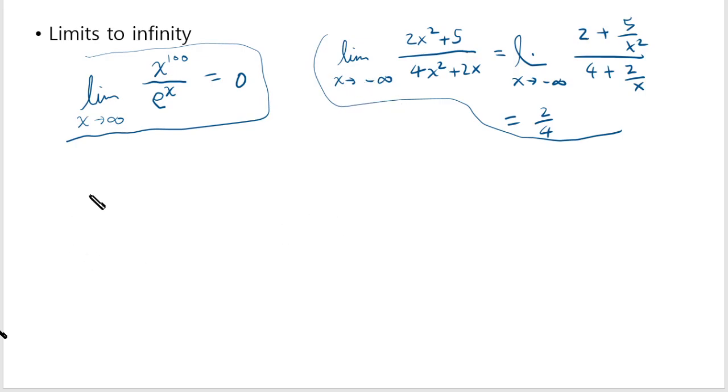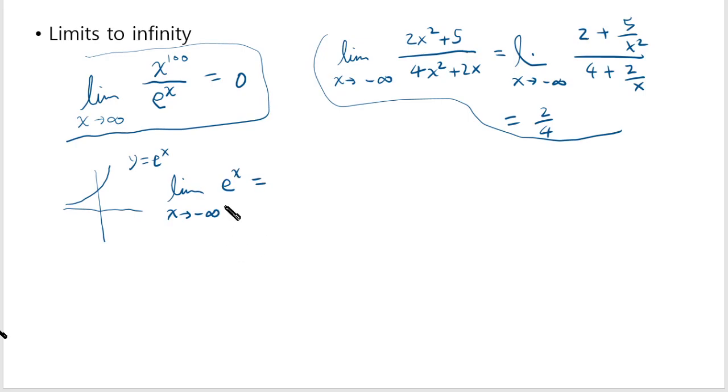But when it comes to exponential functions, sending x to negative infinity might do something completely different. If you look at the graph of e to the x, as you send x to negative infinity, as x gets further and further to the left, it just gets closer and closer to the x-axis without touching it. So this limit is equal to 0.